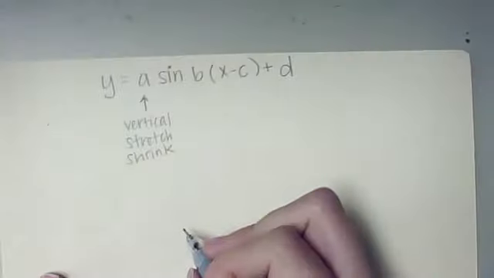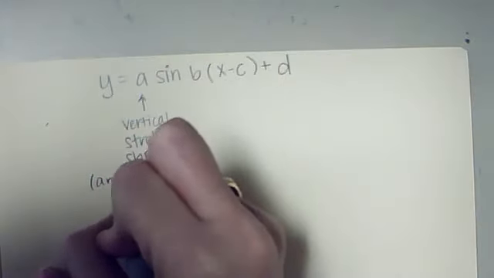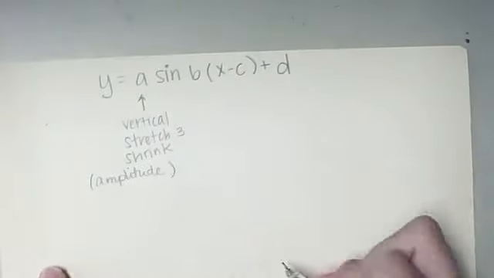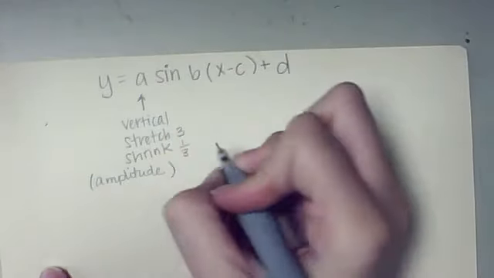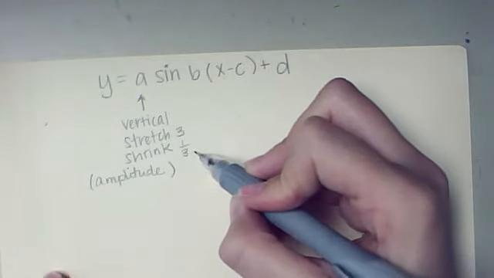The easiest way to think about that in terms of what we talked about already is it changes the amplitude. If it's a stretch, that'd be a whole number like 3. If it's a shrink, that'd be a fraction like 1/3. Okay, and that would mean 3 and -3 are my highest and lowest. 1/3 and -1/3 are my highest and lowest.